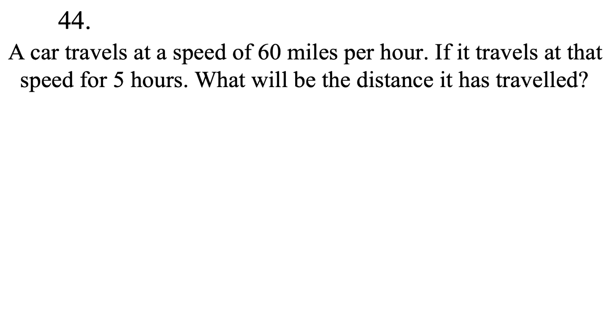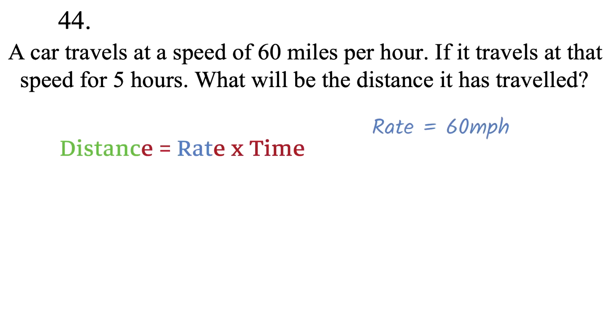A car travels at a speed of 60 miles per hour. If it travels at that speed for 5 hours, what will be the distance it has traveled? The formula for finding distance is given on the GED formula sheet. Distance equals rate times time. The rate is the same as the speed. For this question, it is 60 miles per hour.